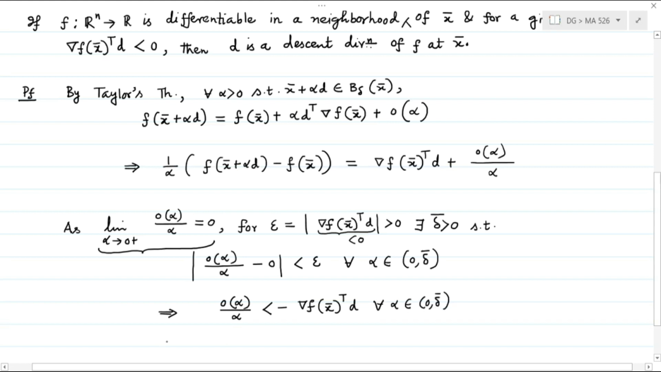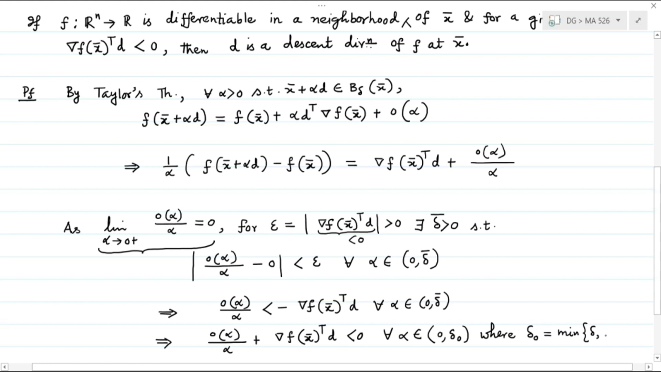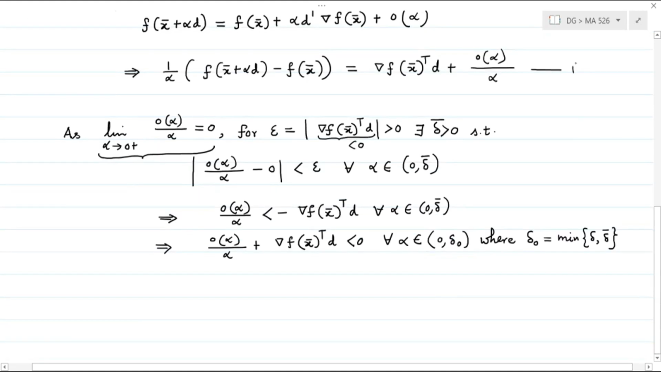Fine. And once you have this, then we know that small o of alpha divided by alpha plus gradient of f x bar transpose d is less than 0 for all alpha belonging to 0 to delta naught, say, where delta naught is equal to the minimum of the delta in the hypothesis and delta bar in the epsilon delta definition. We name this as 1 and this inequality as 2.